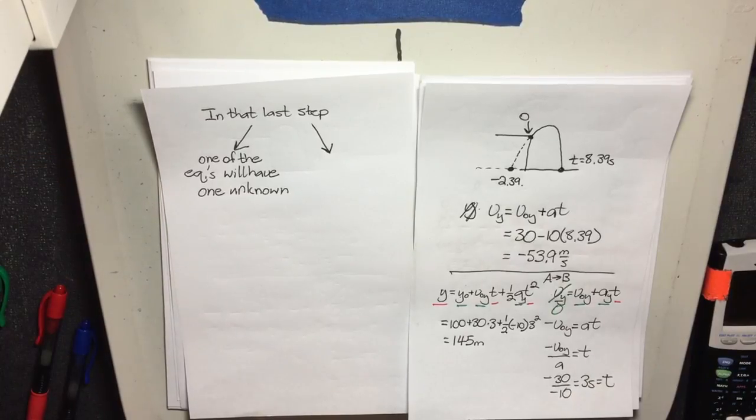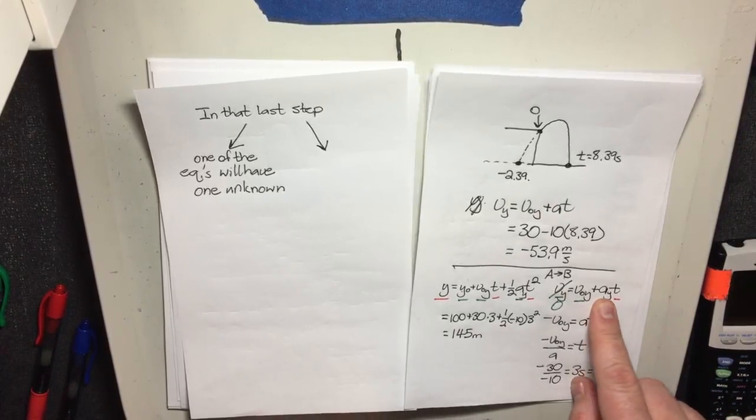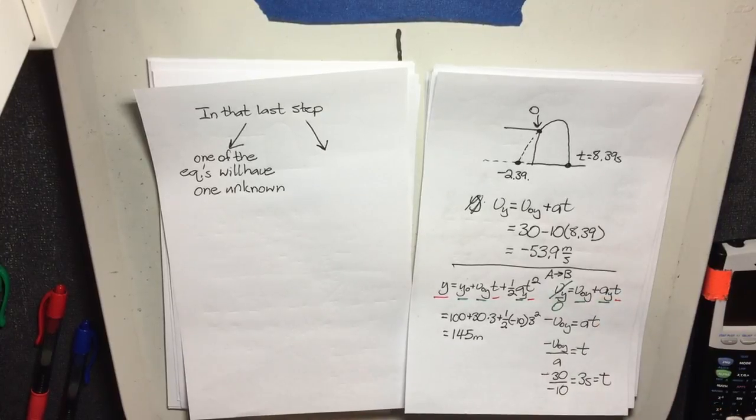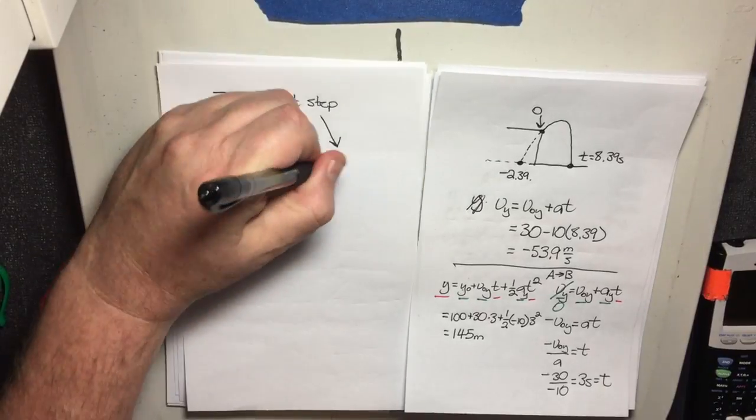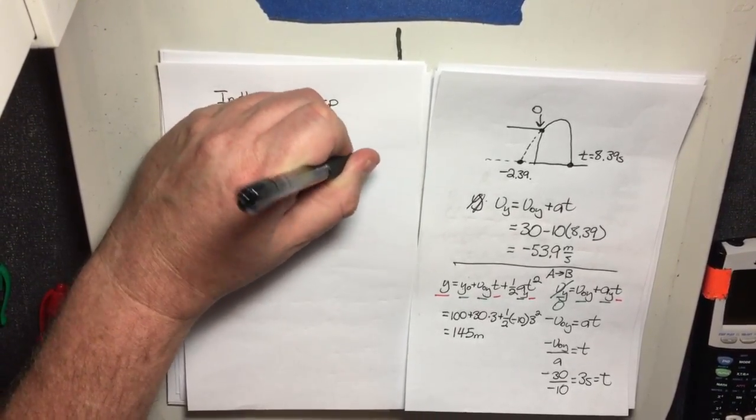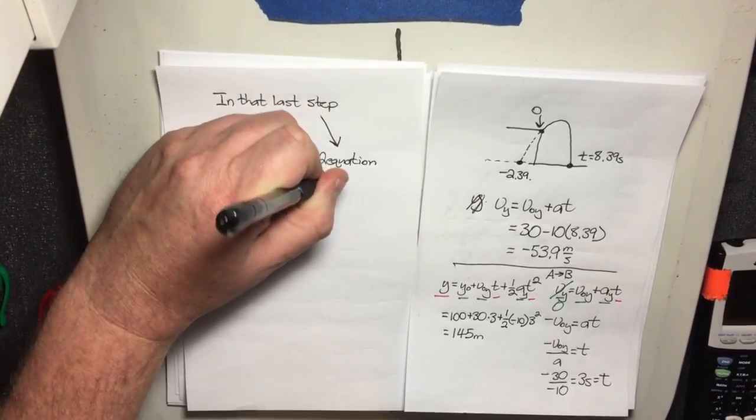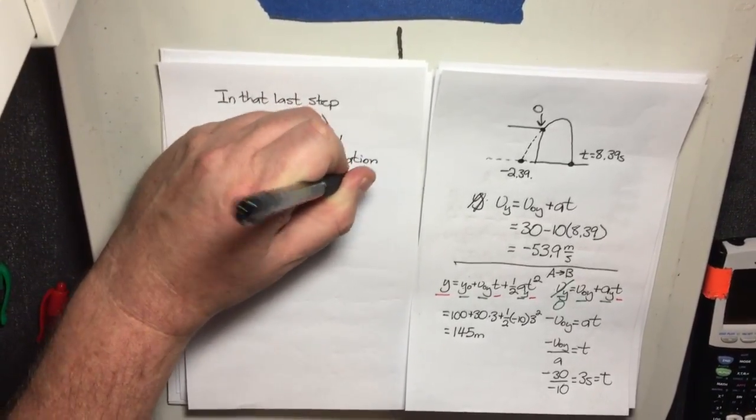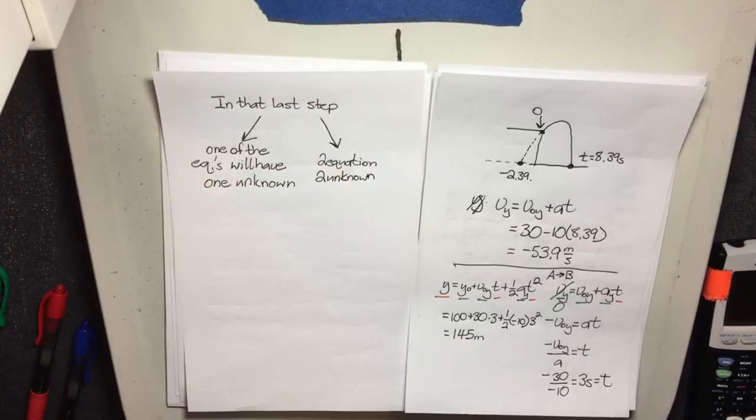In these types of problems, it will break down into one of two ways. One of the equations will be like this, a one equation, one unknown. And what you do is you attack that equation first. Or it will be a two equation, two unknown problem. Now what I'm going to do is a simple math problem.